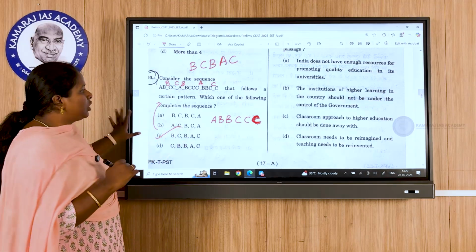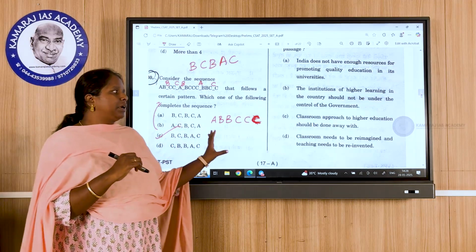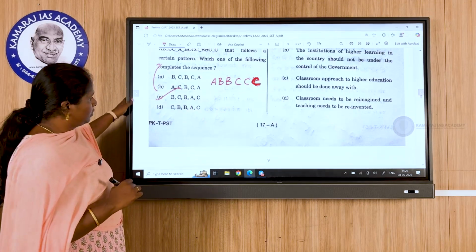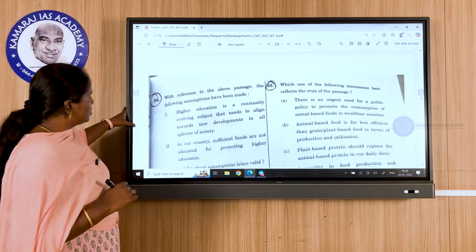These types of questions are mark-scoring areas, you can easily get marks in these reasoning parts, right? Comparatively, comprehension and reasoning parts are quite easy compared to the 2024 paper. But time management is more important.